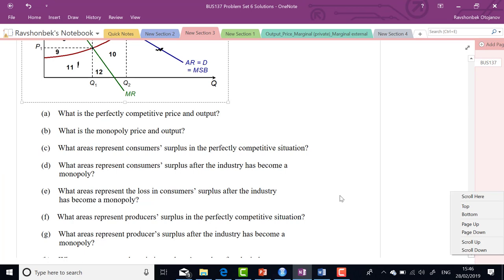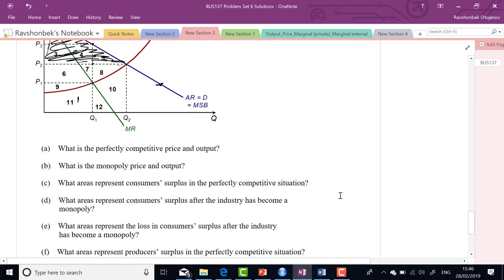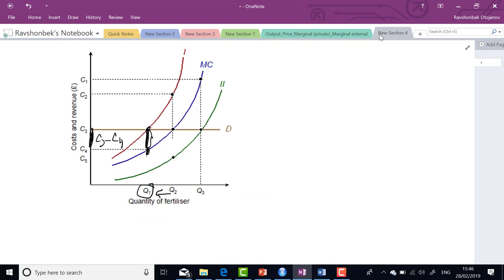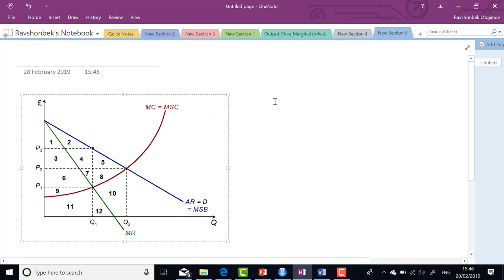Now we're looking at G. So have a look here. You know, 6, 7, 8, 9 is the producer surplus. Now G: what areas are producer surplus after the industry has become a monopoly? So let's go back to a clearer picture. So which one? Yeah, go ahead.